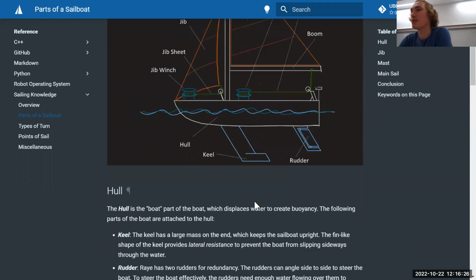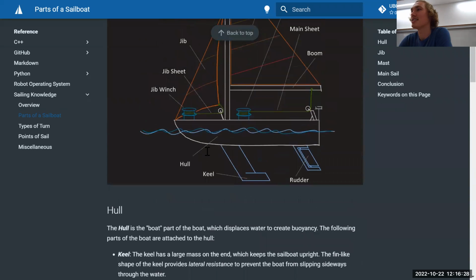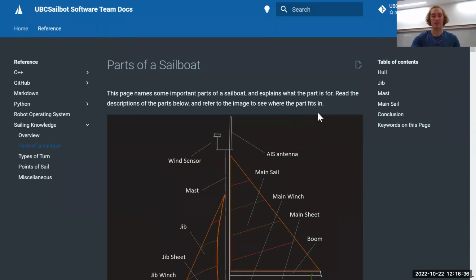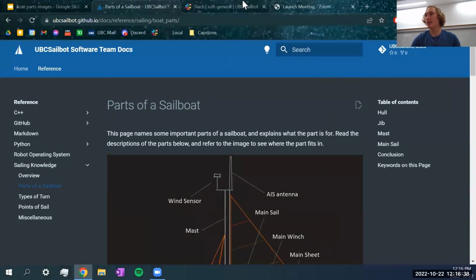Yeah, so first we've got the hull. That's this big flotation part of the boat. Actually, I have a slideshow. How do I exit full screen? Oh, there.